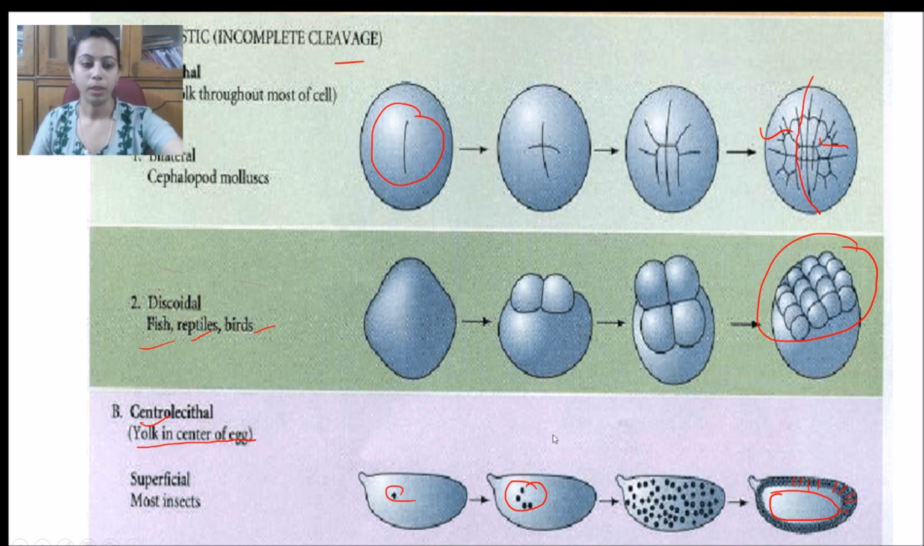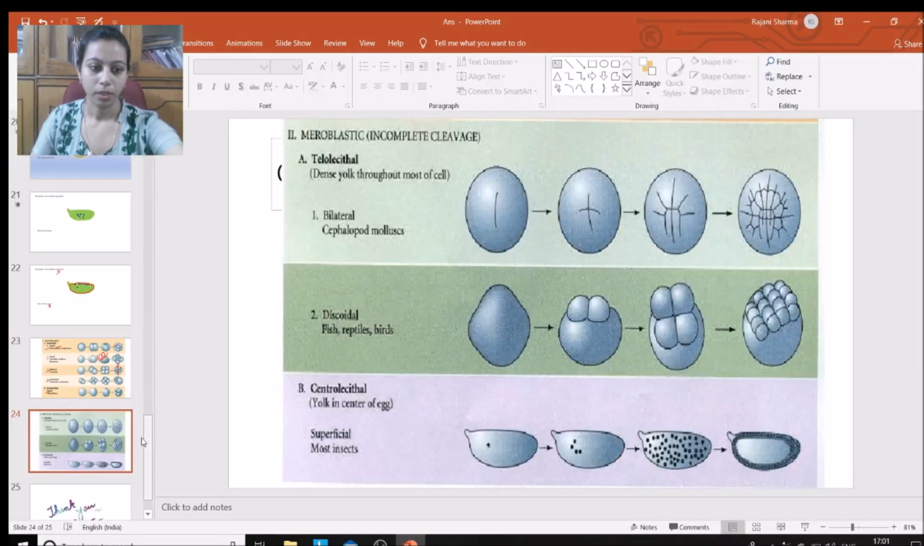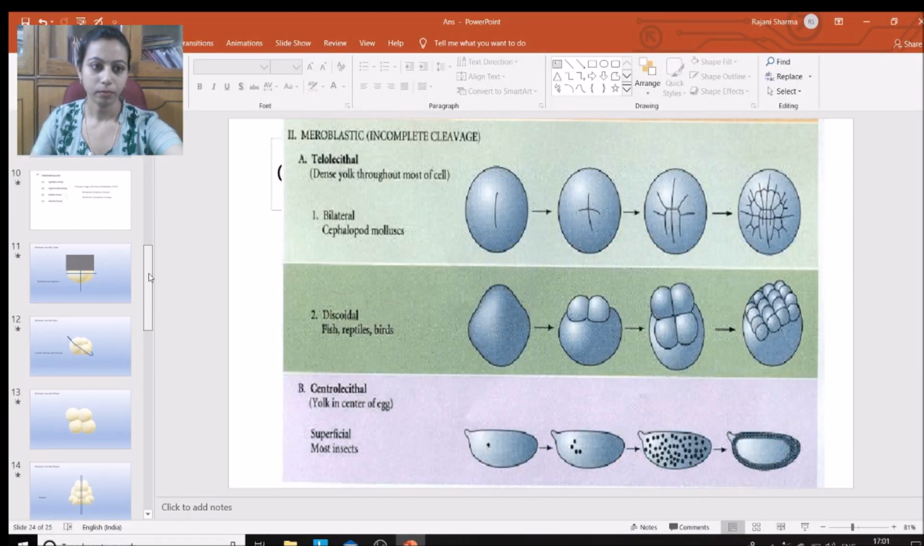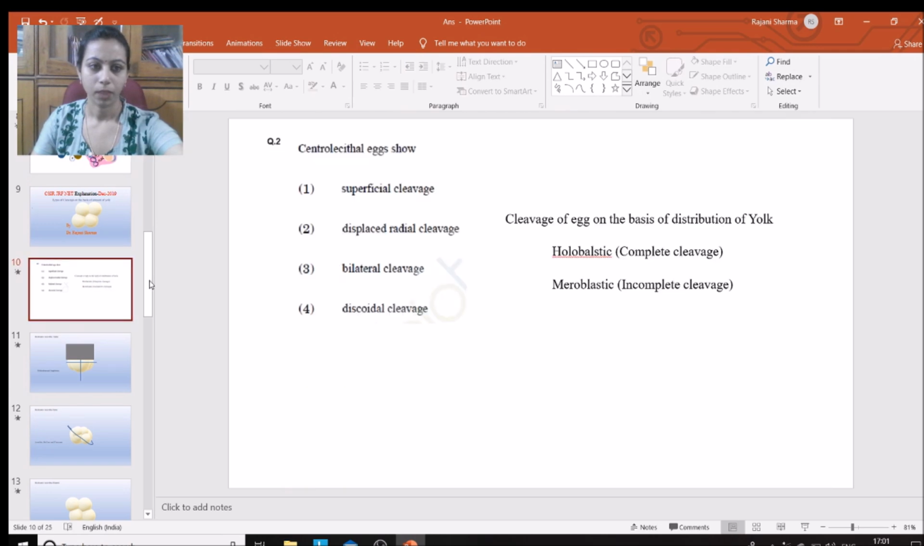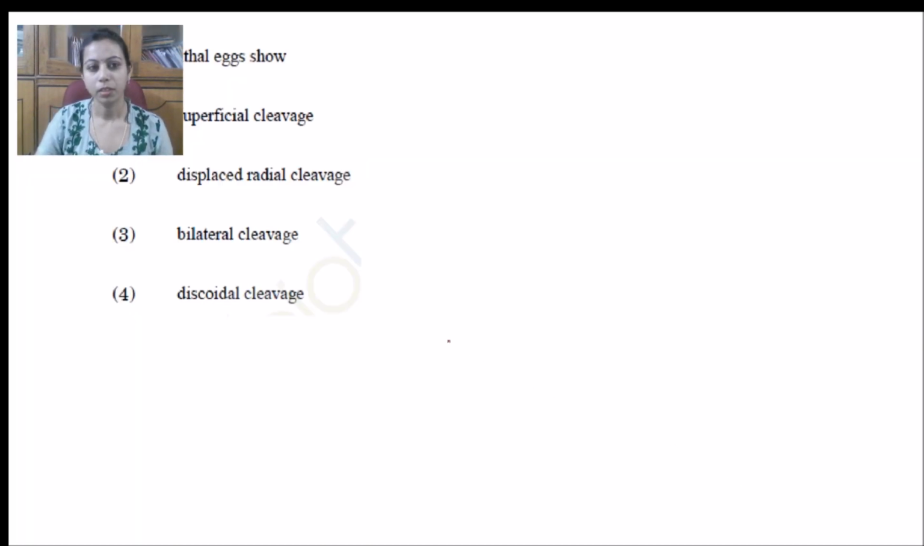So now finally coming to our question, yes, this was our question. A centrolecithal egg will definitely show the superficial type of cleavage. So these were all about the different types of cleavage on the basis of distribution of yolk in the egg, and I have discussed this because this was asked in the December CSIR JRF NET.